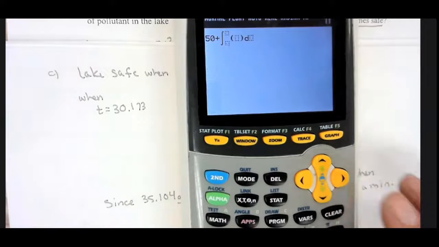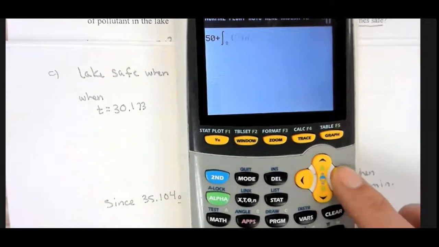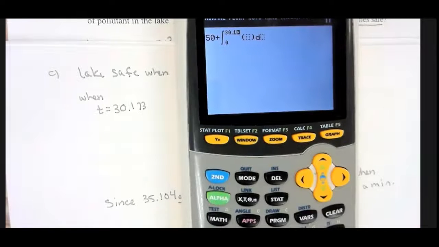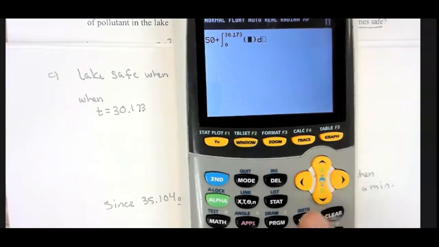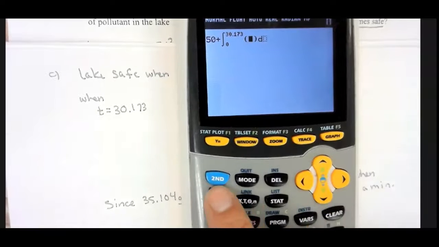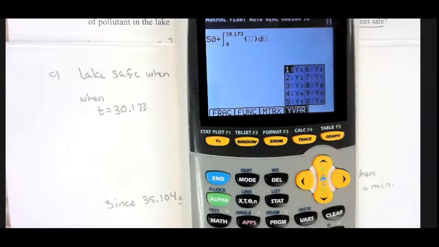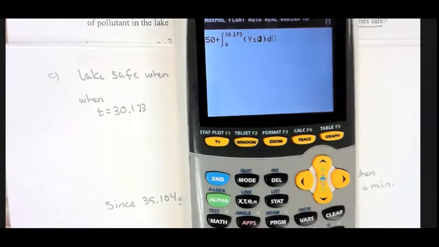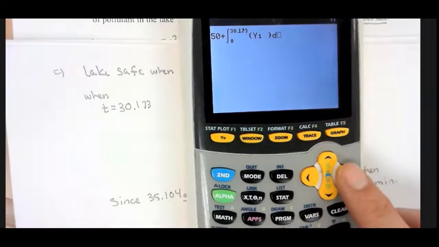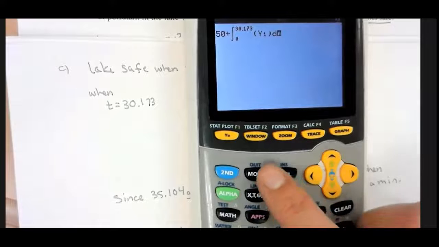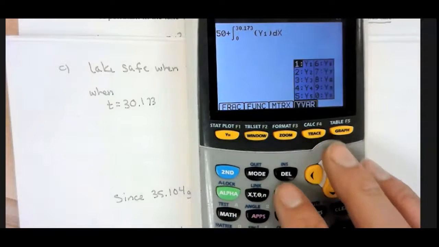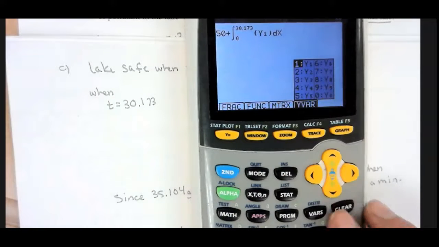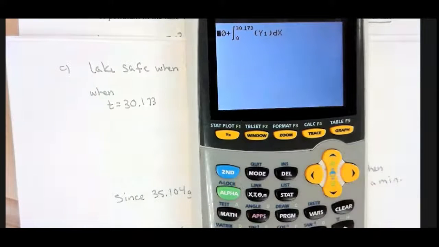Wait, I learned something really cool tutoring this week. Remember how I always teach you to go Y-vars, function, Y1? You can hit alpha, calc, and it gives you the Y1 right there. I need to show my Algebra 2s then. That makes me so happy. Isn't that so cool? Alpha, calc. And look, they're all right there.